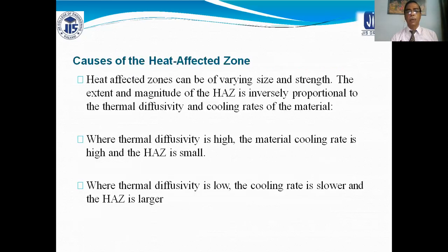Causes of the heat affected zone. The heat affected zone can be of varying size and strength. The extent and magnitude of the heat affected zone is inversely proportional to the thermal diffusivity and cooling rate of the material. Where thermal diffusivity is high, the material cooling rate is high, and the heat affected zone is small. Where thermal diffusivity is low, the cooling rate is lower, and the heat affected zone is larger.